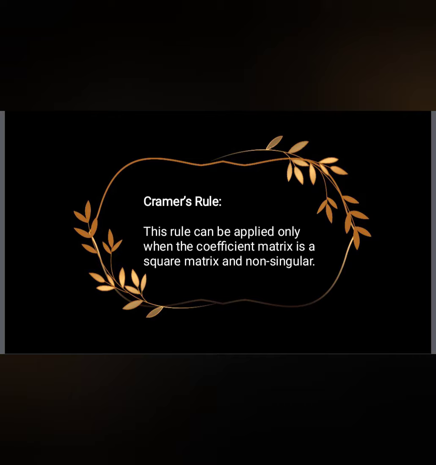Cramer's rule can be applied only when the coefficient matrix is a square matrix. That is, the order of the matrix should be either 2 by 2 or 3 by 3 according to our syllabus, and it should be non-singular. That is, the determinant value should not be equal to 0.